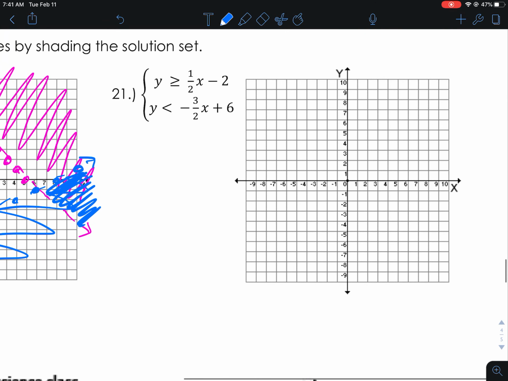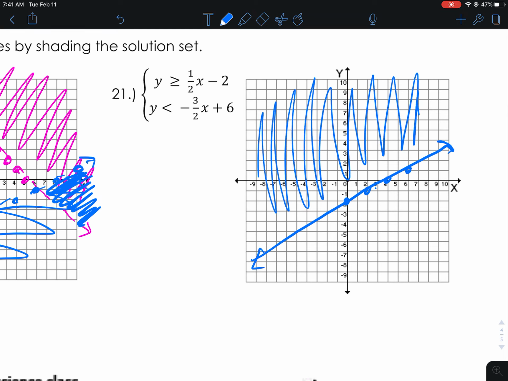Okay, getting to the end. All right, -2. So I'm going to graph the first one, up 1 over 2, up 1 over 2, up 1 over 2. So it's a solid line. And it's shaded above because it's greater.